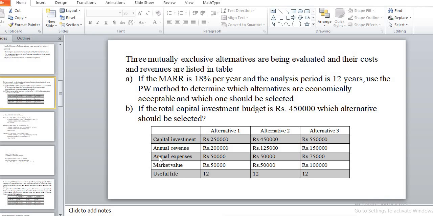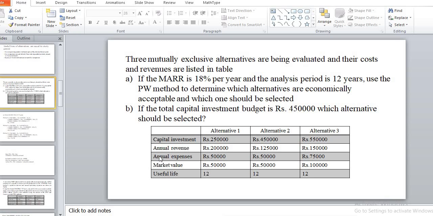So here in this example, 3 projects are given, and their investment, revenue, expenses, and market value are given, and the time period of lifespan is also given. If you observe the lifespan of these different projects, it is the same, 12 years. 12 years is the lifespan, or useful life, for all the projects. So this is the case of equal interval of time, or equal study period. This is the case here.